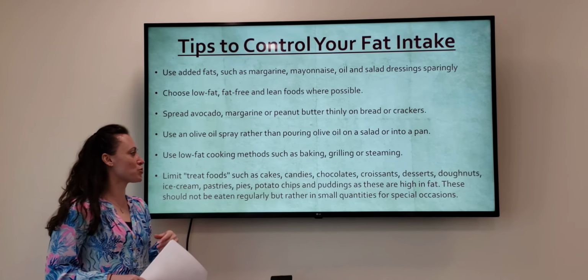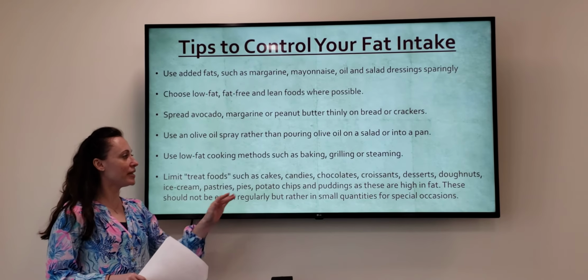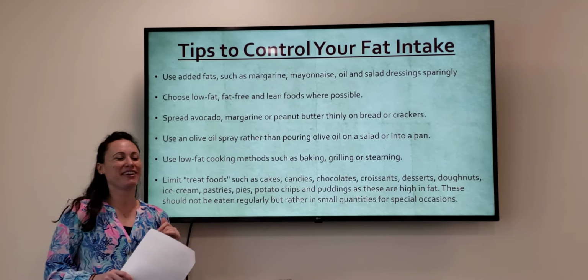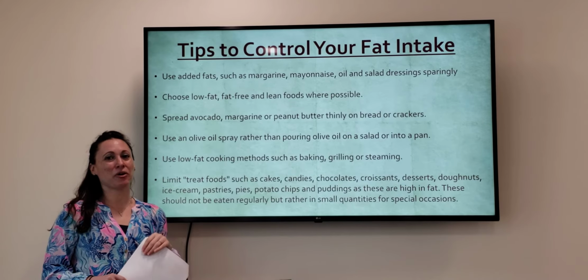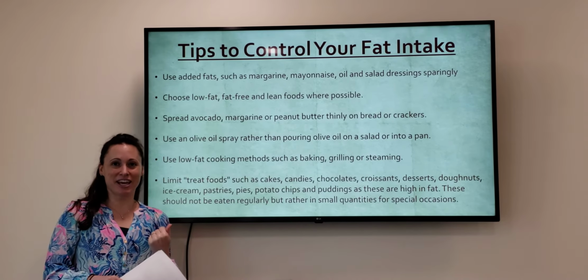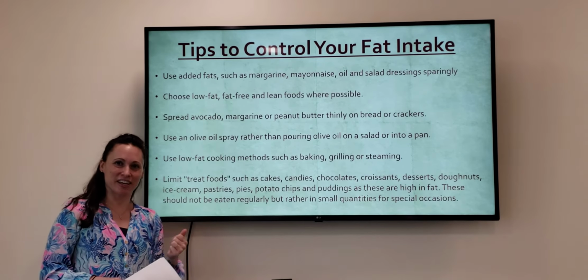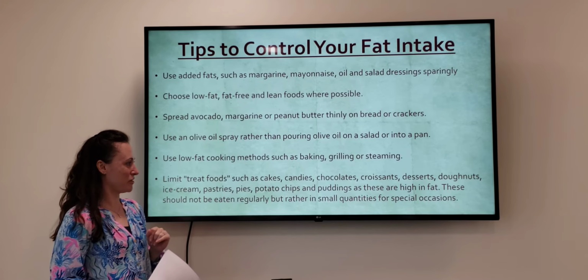And then of course limit the treat foods. So we're going to try to limit cakes, candies, cookies, croissants, desserts, all of the above to special occasions. So my children want to eat candy every day. No. Special occasions for the cookies, the cakes, and the chocolate.